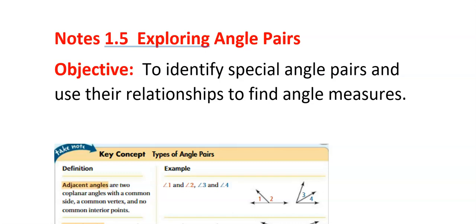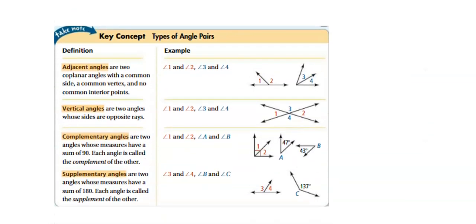Notes for section 1.5, exploring angle pairs. The objective for today is to identify special angle pairs and use the relationships to find angle measures. So the first thing we're going to look at is some definitions of types of angle pairs. Here are 4 types of angle pairs: adjacent angles, vertical angles, complementary angles, and supplementary angles.